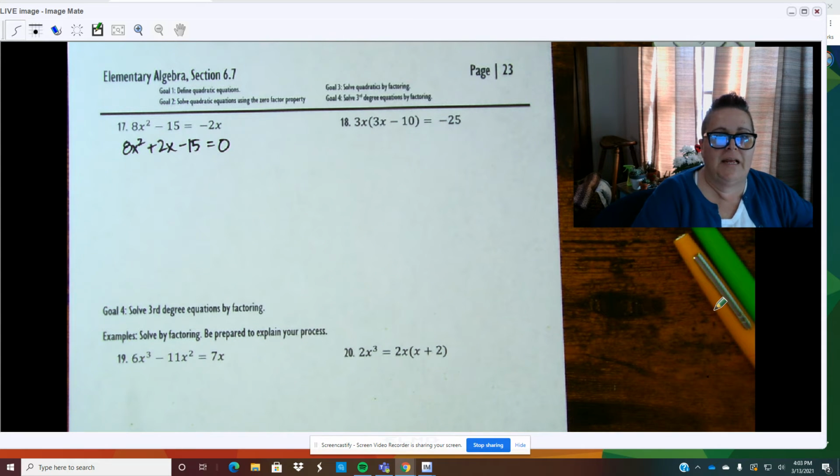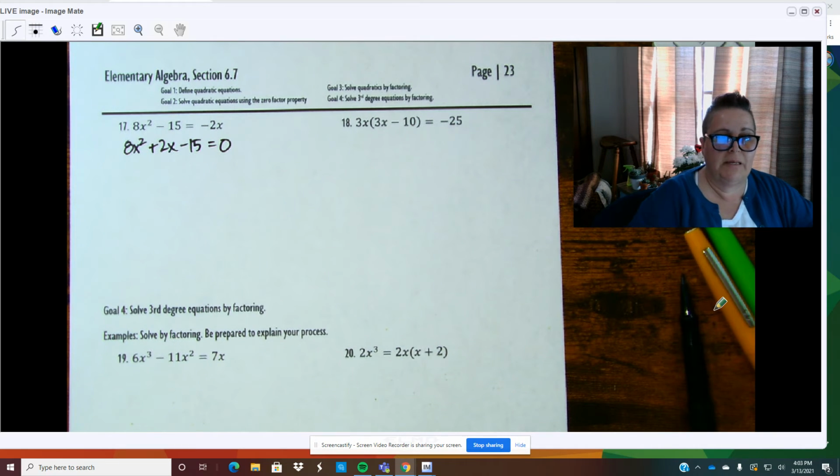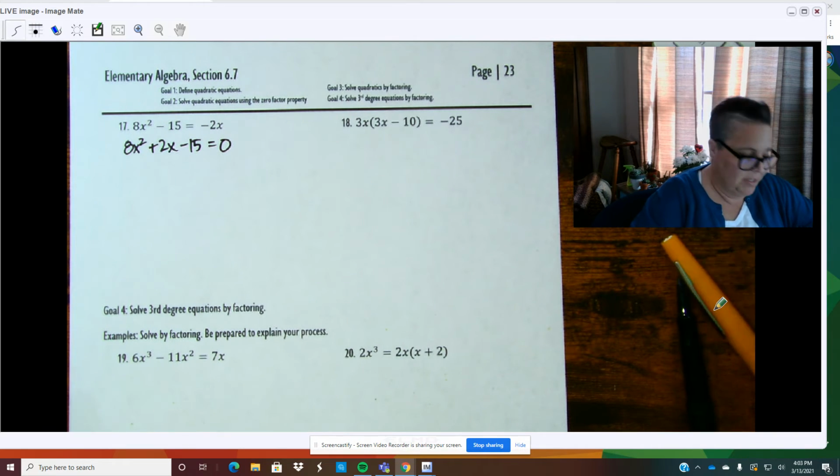So I've got an 8x squared plus 2x minus 15. This is a trinomial. There are 3 terms. 8 is not squared, so I know it's not a perfect square. 15 is not a square either. So I'm going to use my grouping method because it gives me a starting point. That's why I like my grouping.